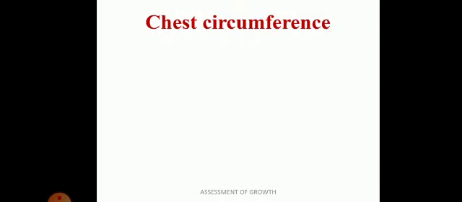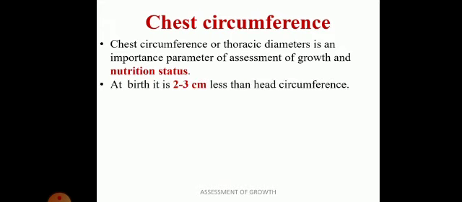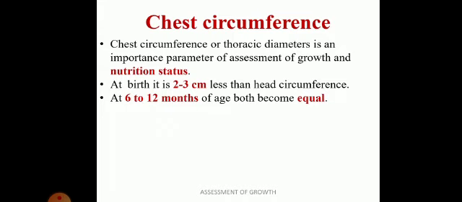Now chest circumference. What is it indicative of? What is the significance of measuring chest circumference? Chest circumference is nothing but the thoracic diameter, definitely. It will give you an idea regarding the nutritional status of the individual. Clear? Now when the child is born, head circumference is more. How much? 2 to 3 centimeters. Head circumference is more than chest circumference in a newborn baby. Clear? Then it will be equal at the age of 6 to 12 months. Clear?